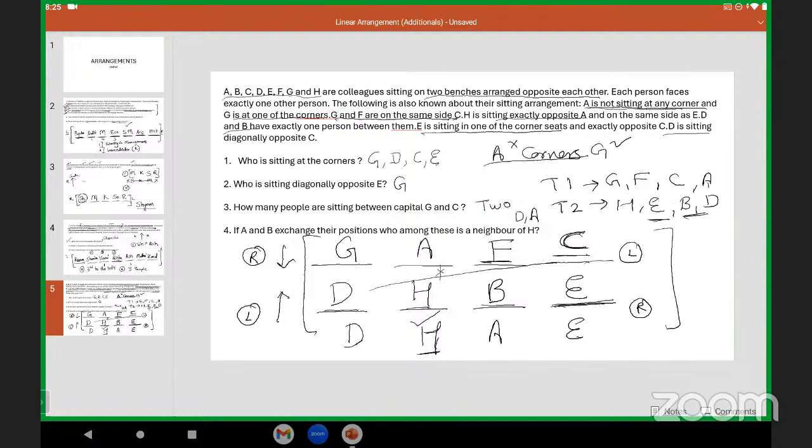So these are the basic sets of linear arrangements. I hope it was clear. If there are any doubts, please let us know.